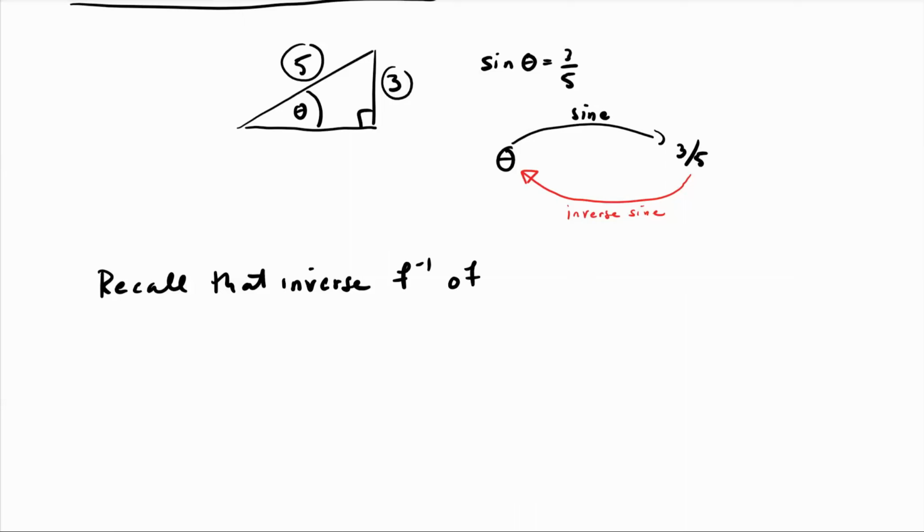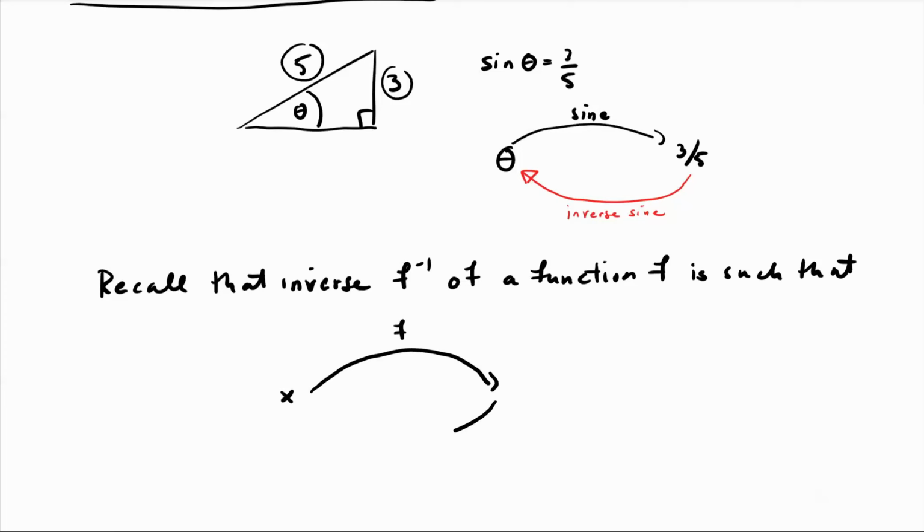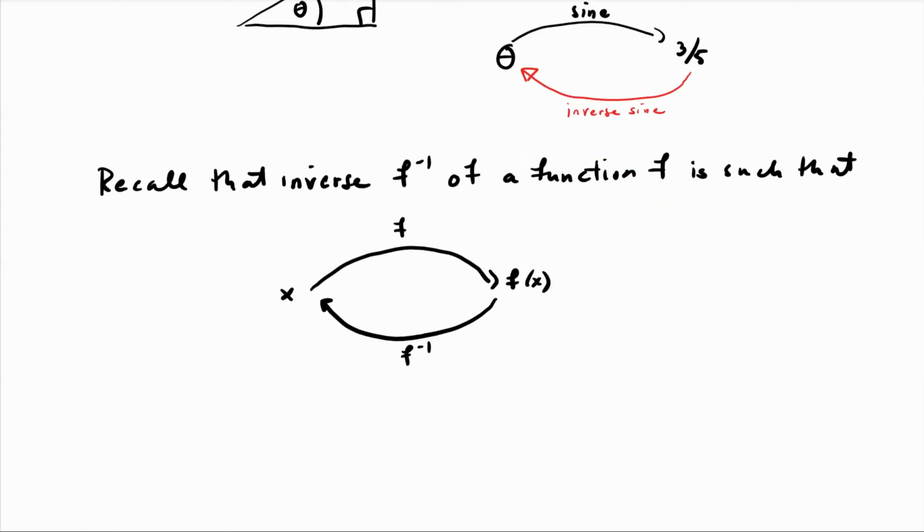So the inverse f minus 1 of a function f is such that, well, what do we have? Maybe let's look at a diagram. If I've got x and I apply f, I'm going to get f of x. And if I send f of x through the function f inverse, I'm going to get back to my original x. So that means that if I take f of x and I apply f inverse to it, I get back x for all x.